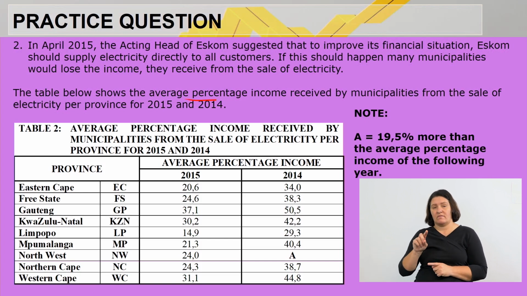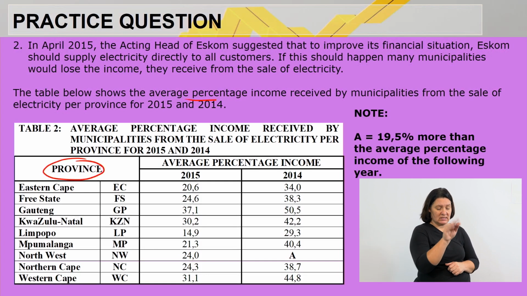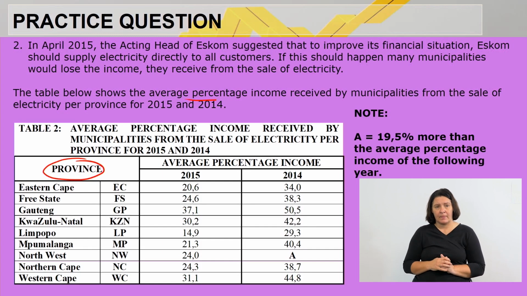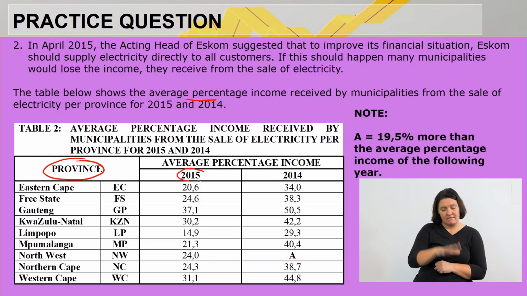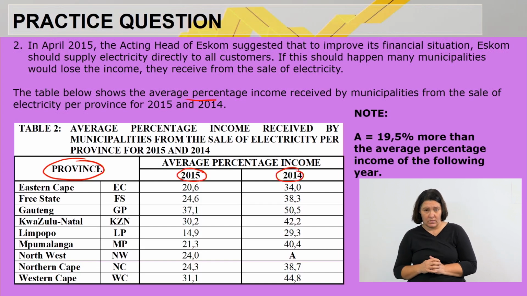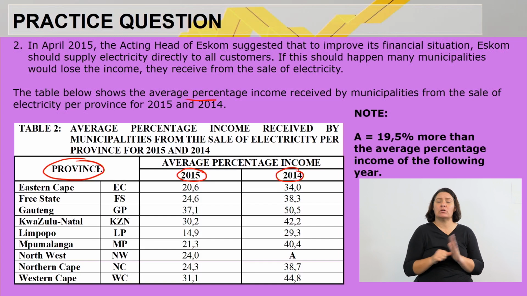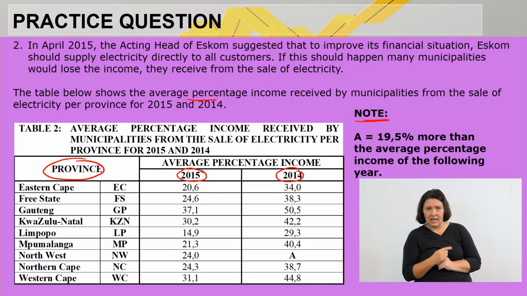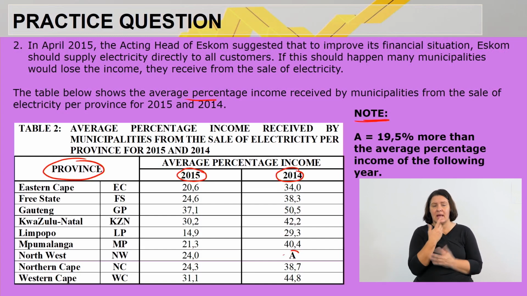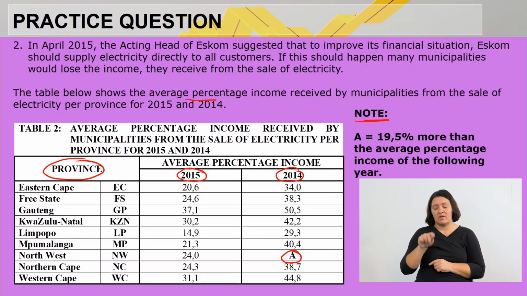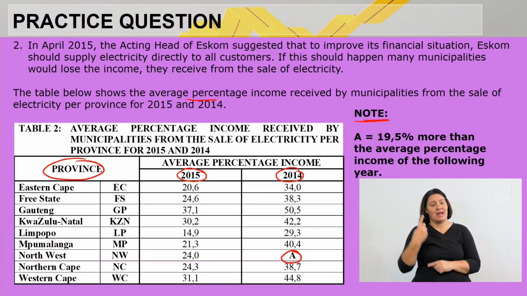2015 and 2014. Now, if you look at this table too, here we indicate our provinces, starting at Eastern Cape all the way down to the Western Cape. We also indicate the average percentage income for the year 2015 and 2014. All right? What else is important here? A little note was given. It says A, and there we can see there's a missing value, A, missing percentage, equals 19.5% more than the average percentage income of the following year.